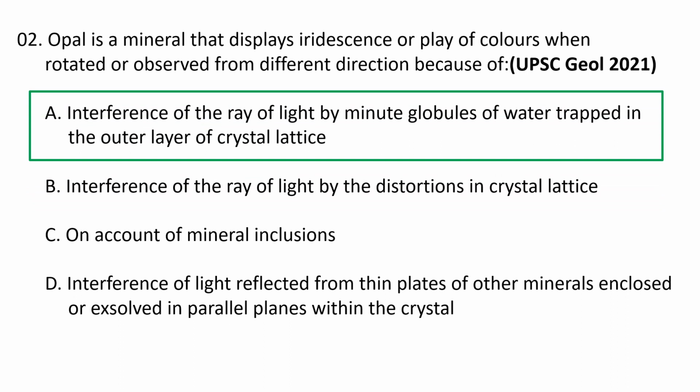So, correct answer is A. It is due to the interference of ray of light by minute globules of water trapped in the outer layer of a crystal lattice. So, opal is actually SiO2.nH2O. That means it consists of a number of water molecules. So, that's why it displays iridescent play of colors when the interference of the ray of the light by small droplets of water which are in the outer layer of the crystal lattice.